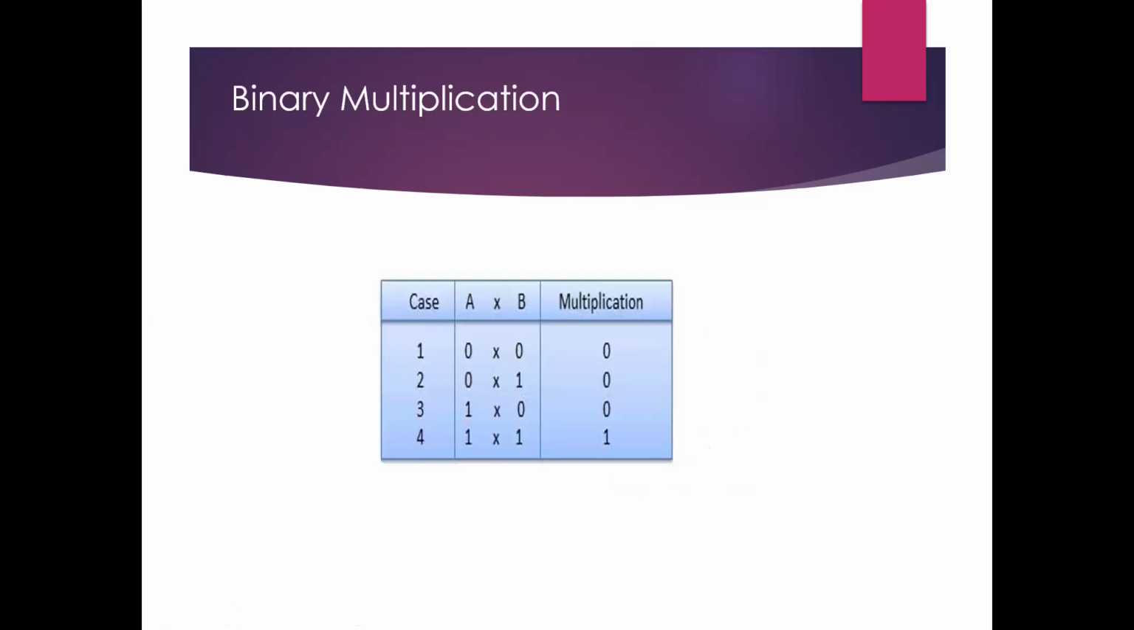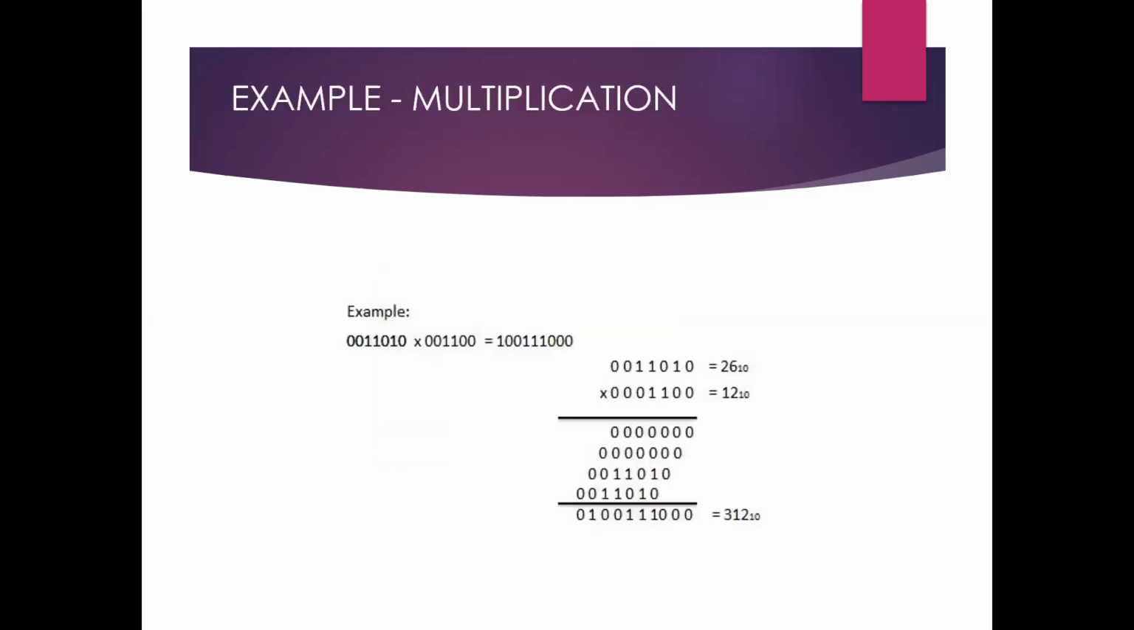Moving on to binary multiplication. Here are the 4 rules of binary multiplication: 0 into 0, 0. 0 into 1, 0. 1 into 0, 0. 1 into 1, 1. Here there is no change. It is just like your simple multiplication, as you see in case of your regular decimal multiplication. One example. Multiply this value with this value where the result is this.